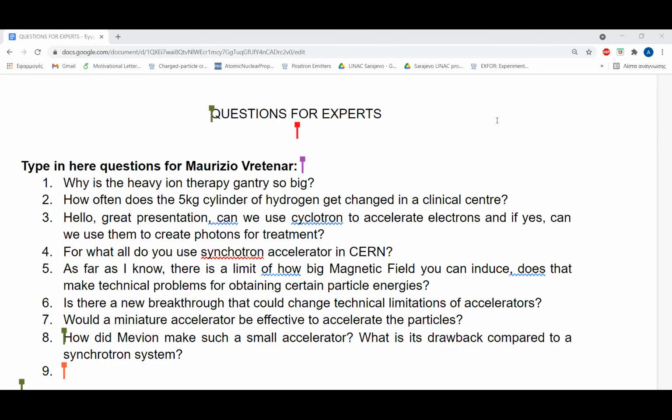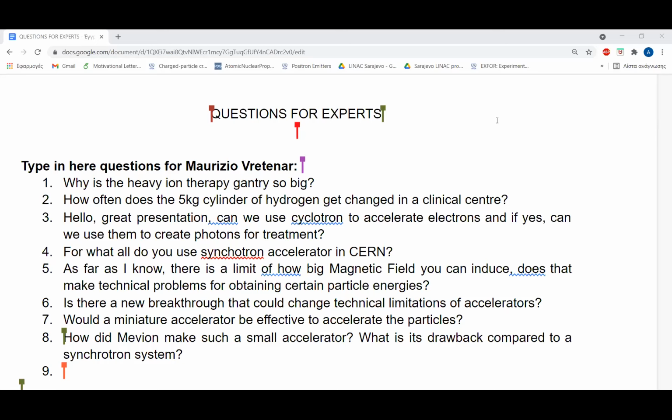And this is why we use synchrotrons at CERN. As far as I know, there is a limit of how big a magnetic field you can induce. Yes, question number 5 is very correct. And this I also said at the end, but maybe I was too fast, that in magnets there is a limit to the field that you can reach.